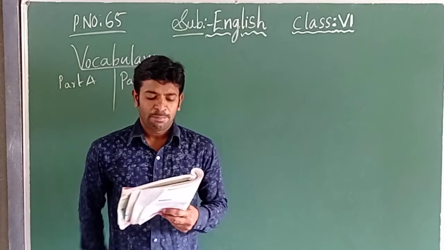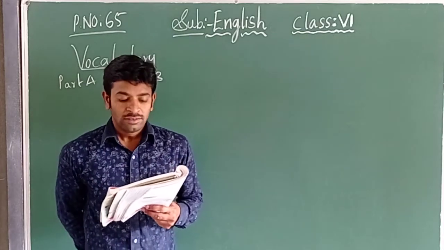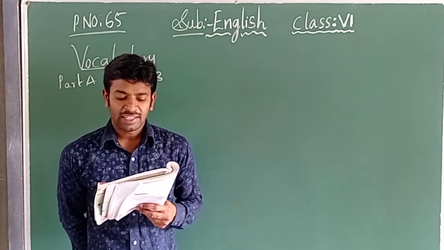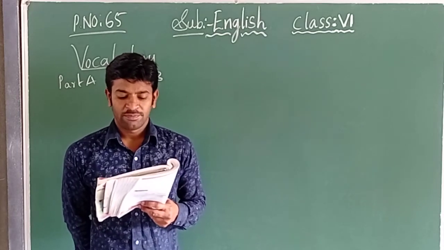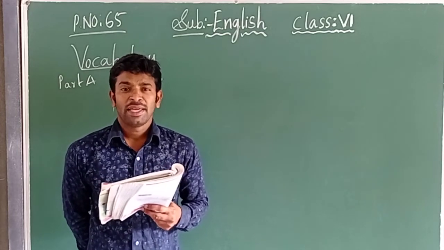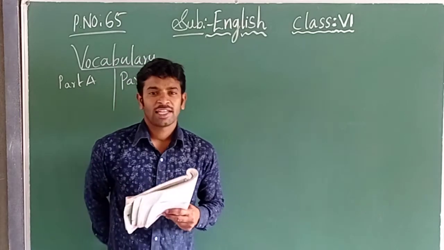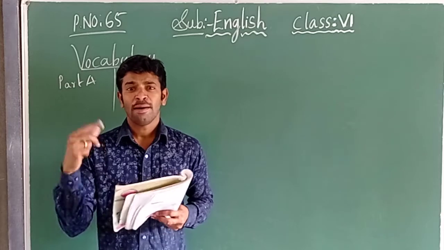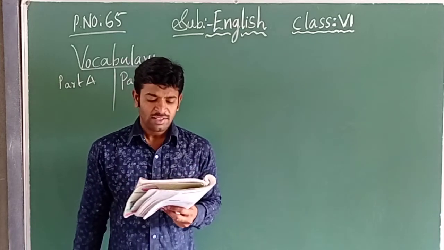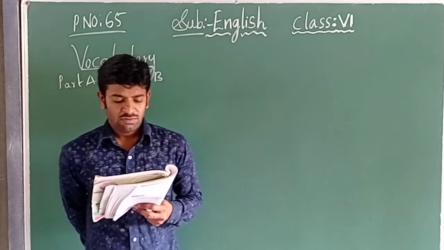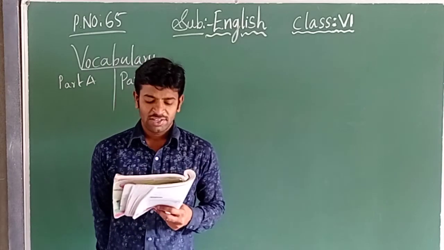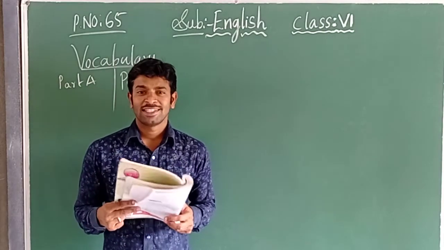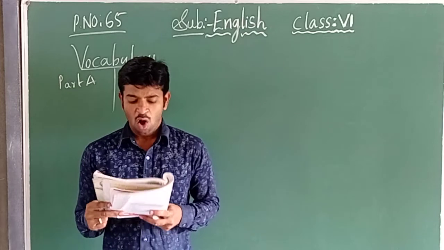Now let us see part A. The things contained in part A should have their meanings in part B. Whatever words are given in part A, they have meanings in part B. We have to find the meanings for these words. What is the first word given, children? Oxygen is given. Yes, the first one is oxygen.